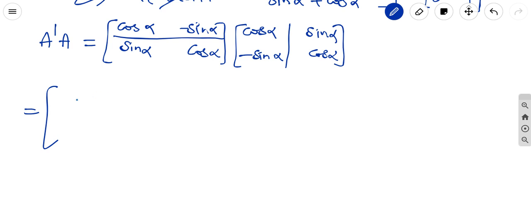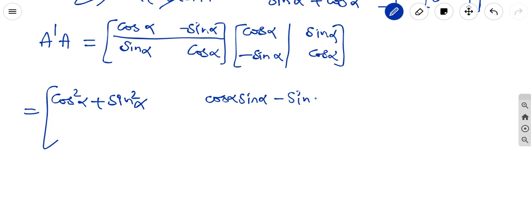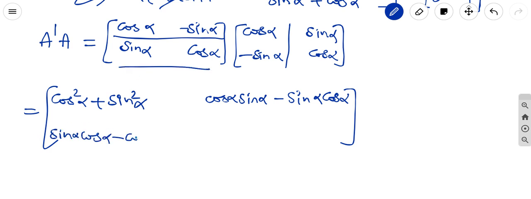The first element product is cos square alpha, and minus sin alpha into minus sin alpha, plus sin square alpha. Then cos alpha into sin alpha, minus sin alpha into cos alpha. The second row first column: sin alpha into cos alpha, minus cos alpha into sin alpha. Then sin alpha into sin alpha, sin square alpha, and cos alpha into cos alpha, cos square alpha.